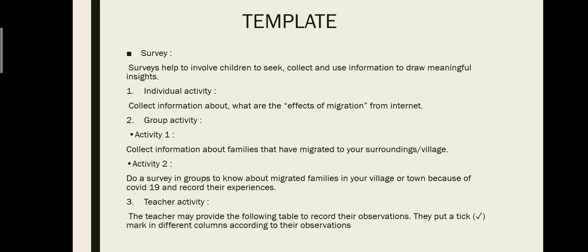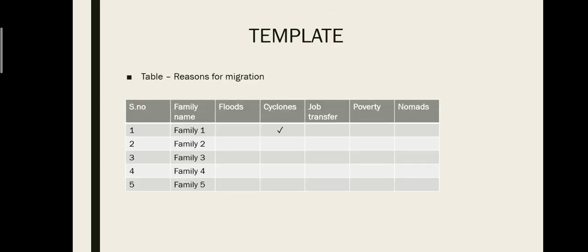Here the teacher may provide the following table to record the observations. They put a tick mark in different columns according to their observations. The table is reasons for migration. The headings under this table are serial number, family name, then reasons for migration: floods, cyclones, job transfer, poverty and nomads. Nomads means the people who are moving from one place to another place. These are called nomads.